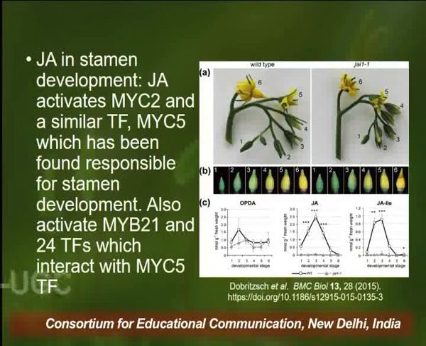So in the graphs you can clearly see that the levels of jasmonic acid or the jasmonic acid isoleucine derivative increase during the development of the stamens, and once the stamens are developed or flowering stops, the concentration of jasmonic acid or its derivative gradually decreases.